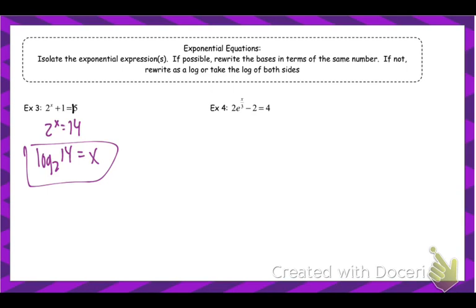All right, let's go ahead and look at another one. So again, at this point, there's only one part with an exponent, so we need to isolate that. So I'm going to go ahead and add 2, divide by 2.